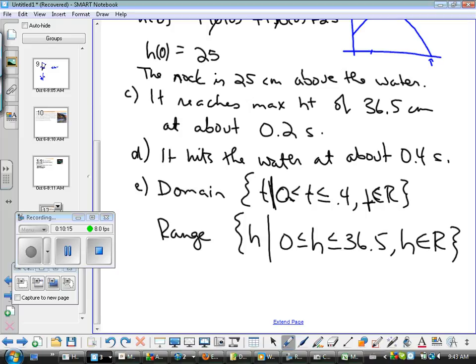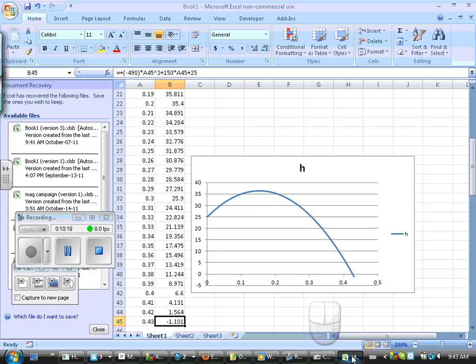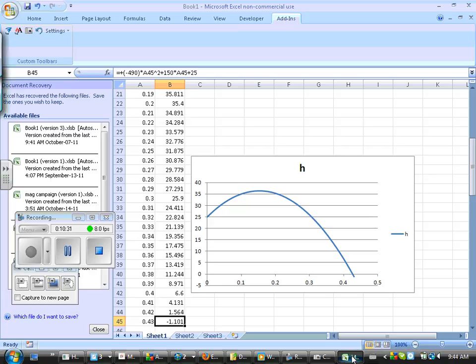And then the last question is how high is the frog at a time of 0.25 seconds. So we can just easily look back to our data table that Excel generated for us. If you look at that data point where t is equal to 0.25, the height is 31.9. So pretty easy to do, especially if you do it on Excel.